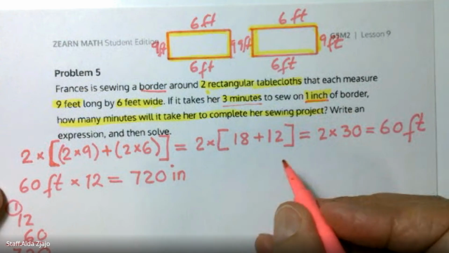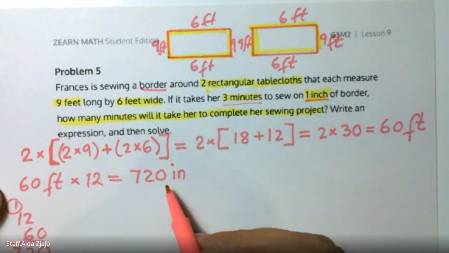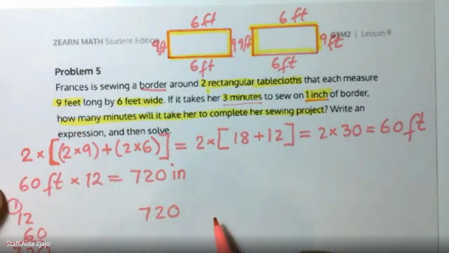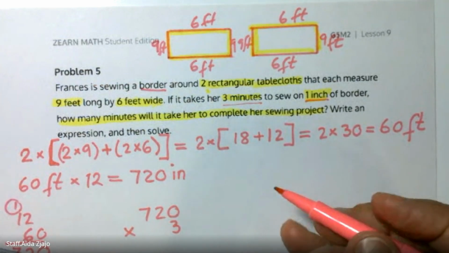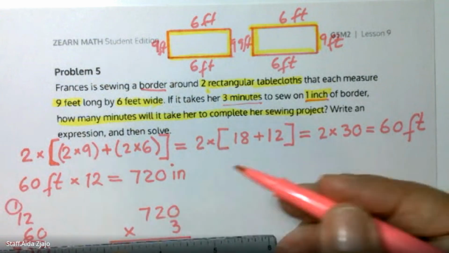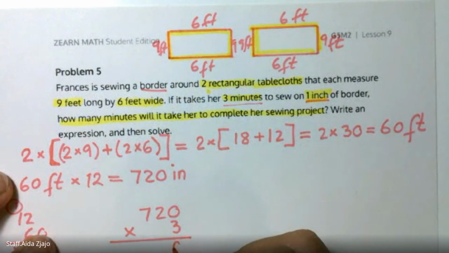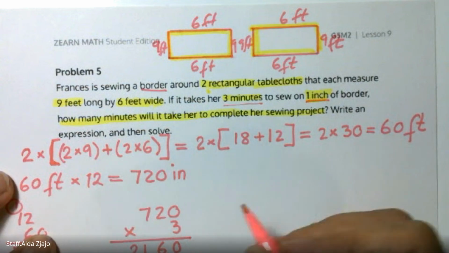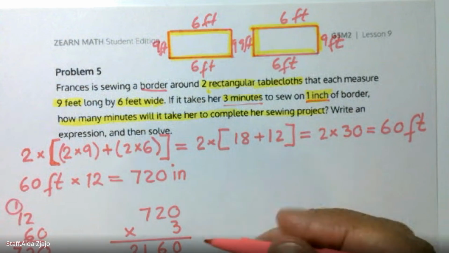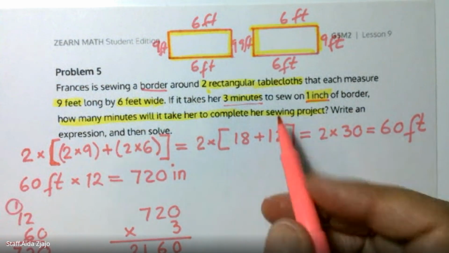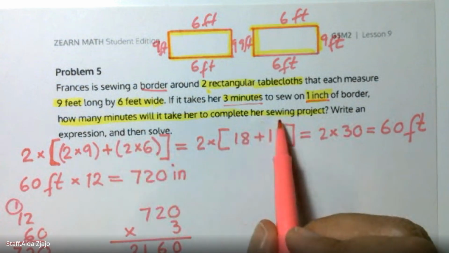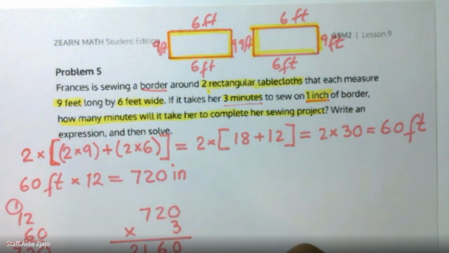So now she will need to do 720 inches times 3, and that will give us how many minutes. It will be 3 times 0 is 0, 2 times 3 is 6, 3 times 7 is 21, and this is how many minutes it would take her to complete the sewing project. It will be 2,160 minutes.